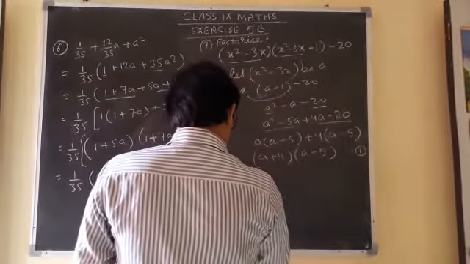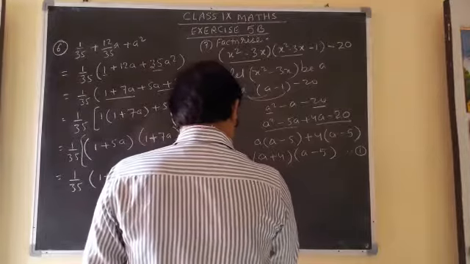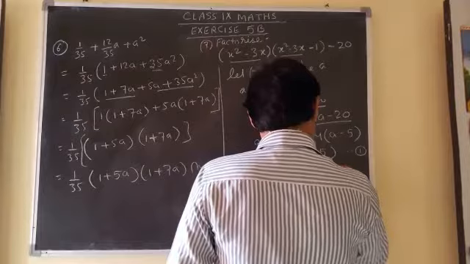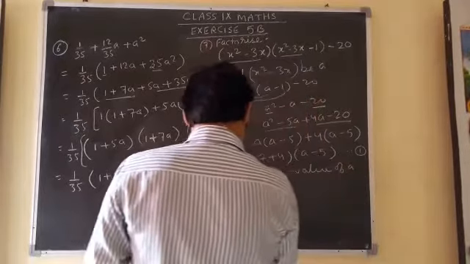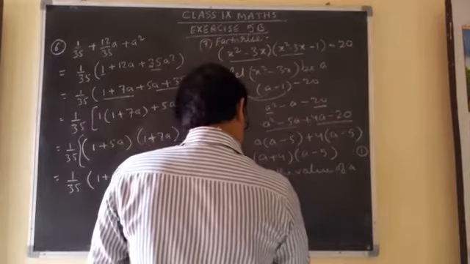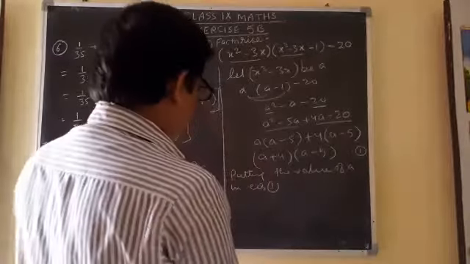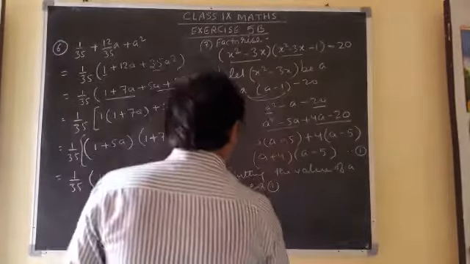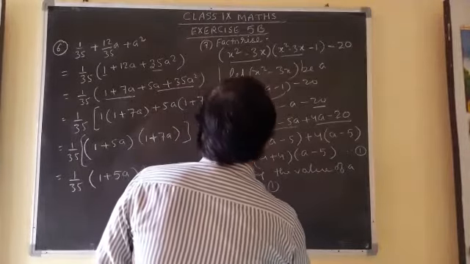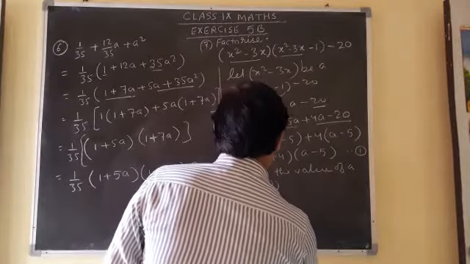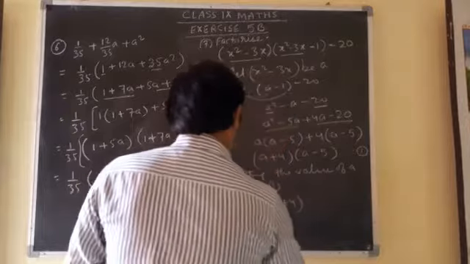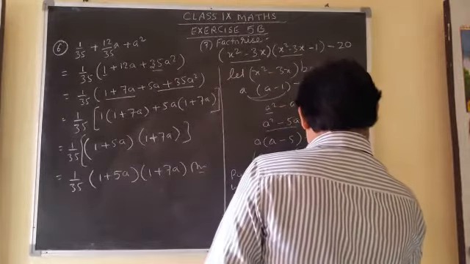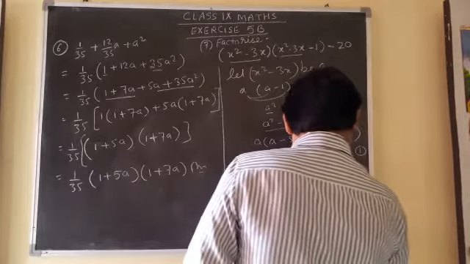Now we will put their value. Putting the value of a in equation 1. What is the value of a in this equation? x square minus 3x plus 4, and this side x square minus 3x minus 5. This is our answer.